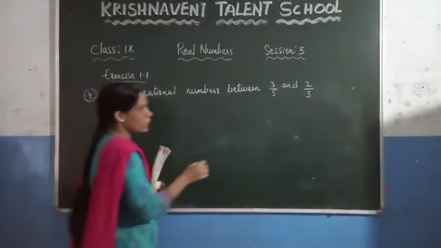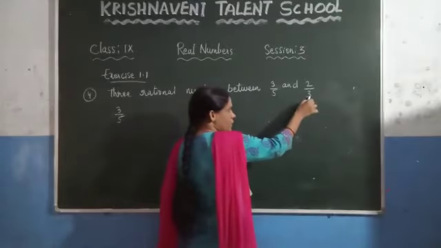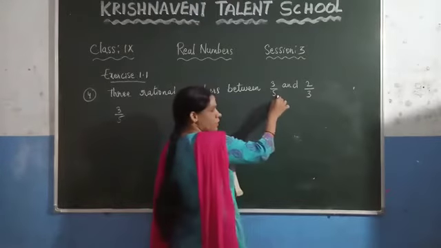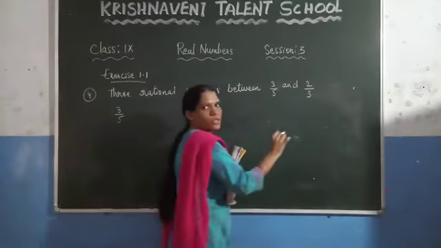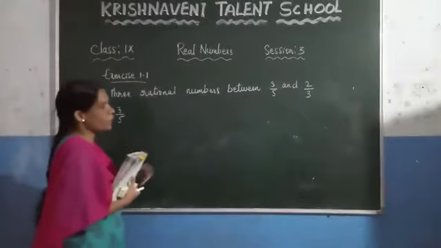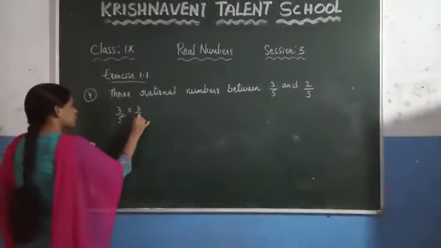How do you make the denominators equal here? You just have to multiply this denominator to both these numbers, and multiply that denominator to this number. So here, if you consider 3 by 5, what is the denominator of the other number? 3. So you have to take the 3 and multiply and divide with 3.